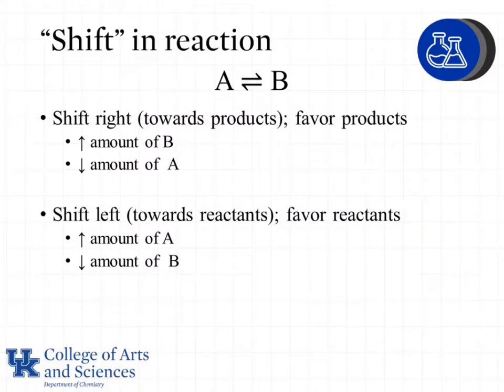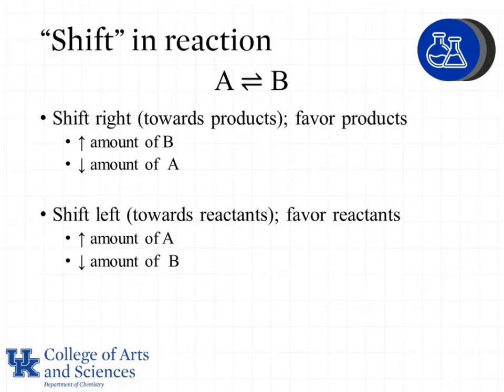As we talk about Le Chatelier's principle, we will use the term shift for a reaction. So imagine we have the reaction A going to B, where we have a system at equilibrium. We know this is an equilibrium reaction because of the use of the equilibrium arrow. And we're going to describe two different processes that can happen in a reaction as a response to a disturbance in the system. The system can shift right, which means it's going to shift towards forming more products, and we can also describe this as favoring the products.